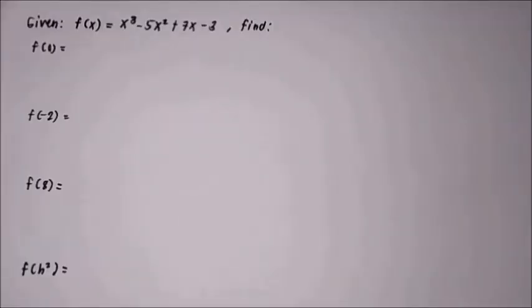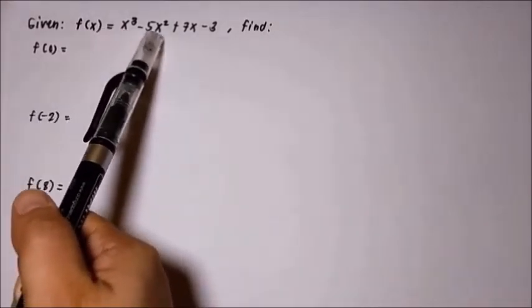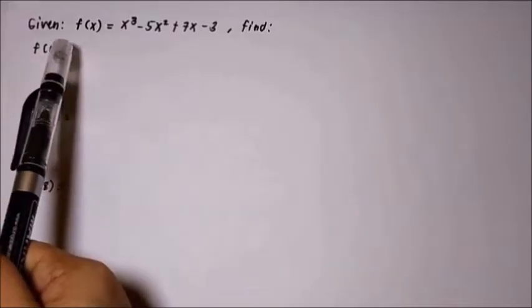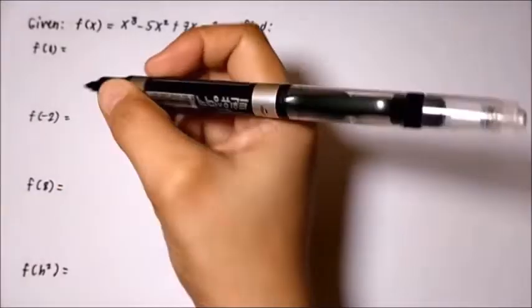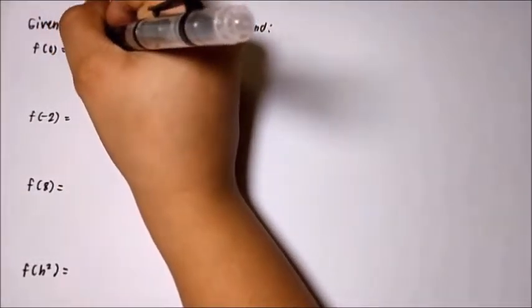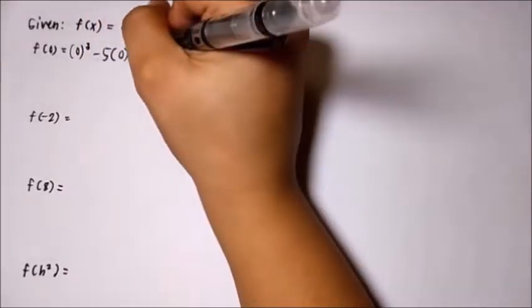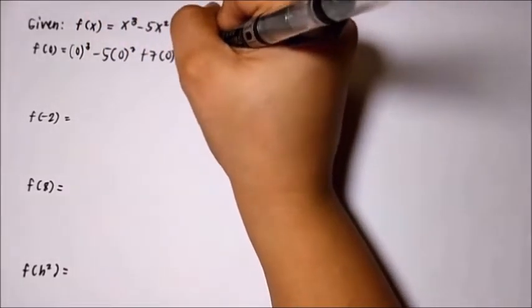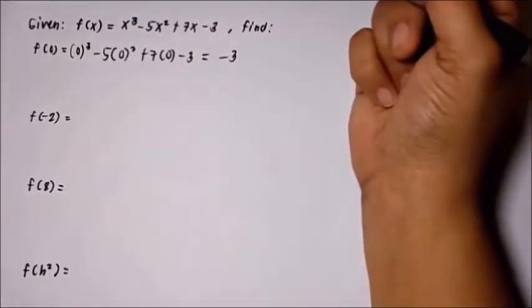Let's solve some functions. Given f of x equals x cubed minus 5x squared plus 7x minus 3, find f of 0. So the given value is 0. If the given is x, these are all x. But if the given is 0, we will substitute the value of 0 for all the values of x. So given x cubed, we have 0 cubed, minus 5 times 0 squared, plus 7 times 0 minus 3. The value of this now is negative 3.